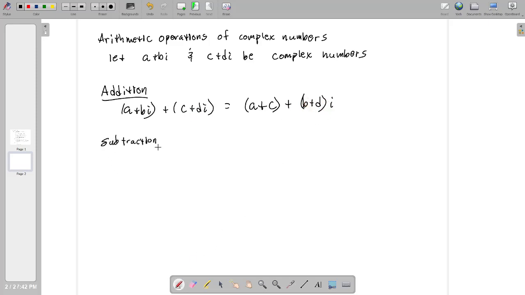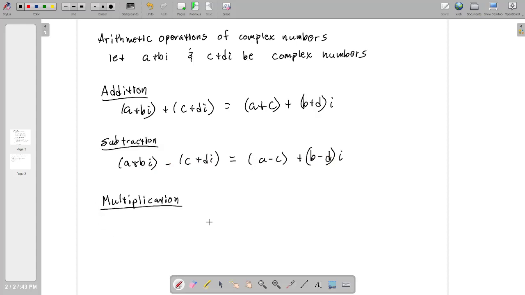Subtraction will be the same. a plus bi minus c plus di is going to equal a minus c plus b minus d i. Again, we subtract the real parts, so a minus c. c is negated because of this negative here. And we subtract the imaginary parts, b minus d.